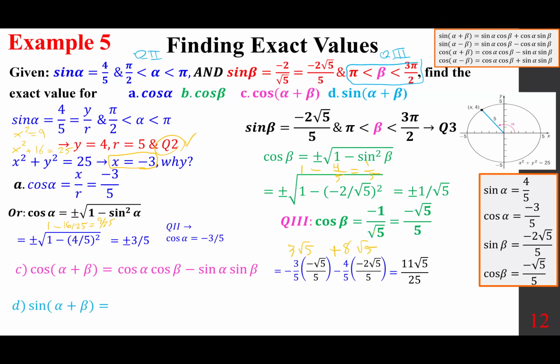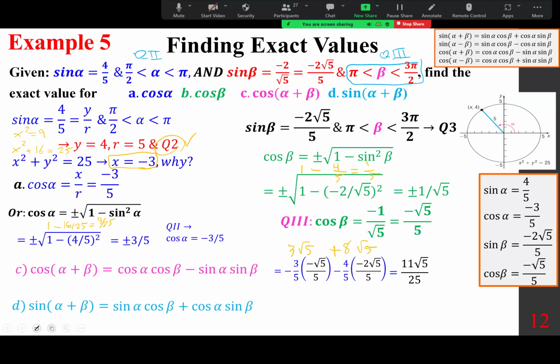Sine of alpha plus beta is sine alpha cosine beta plus cosine alpha sine beta. And use the summary that we put here. Plug in.